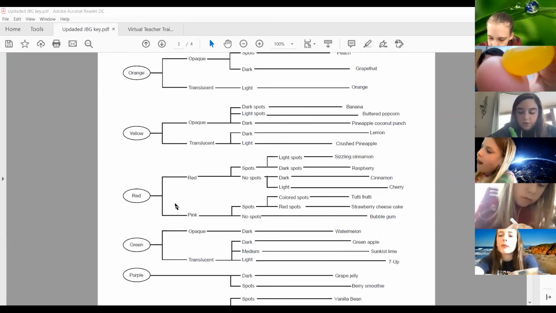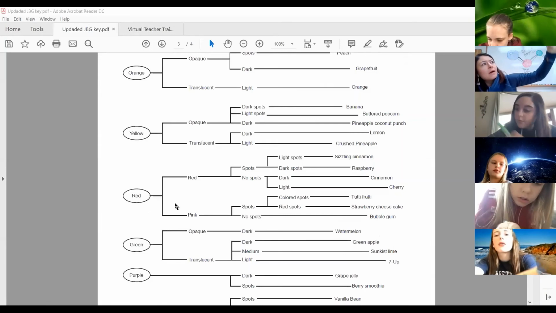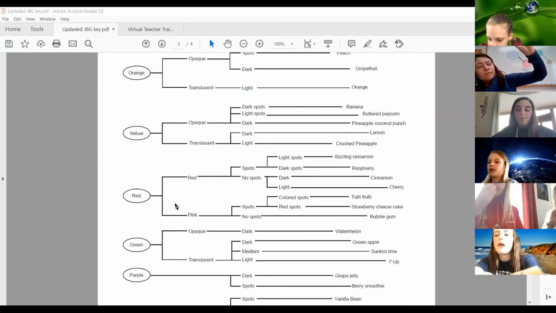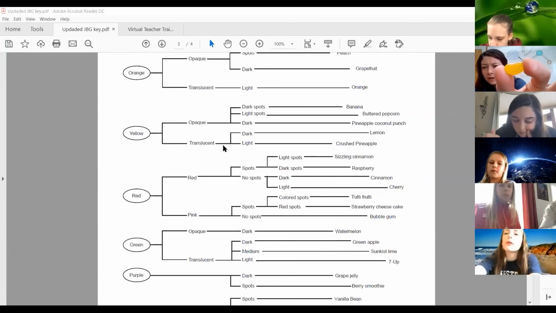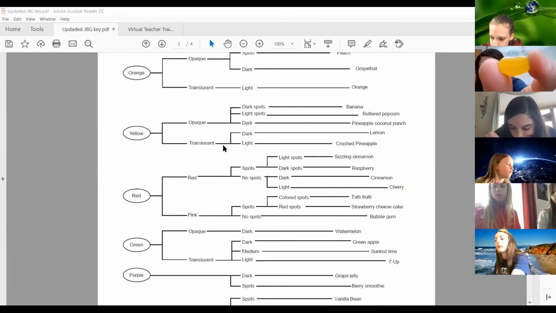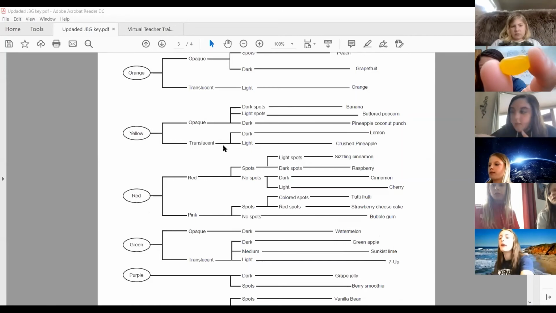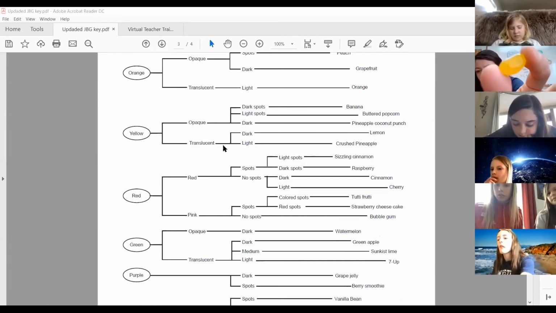Yours is translucent. Mine's opaque. Wait, Fritz, let me see yours. Mine is translucent. So translucent. Is this dark or light? Ours are pretty light. Oh, yours are dark spots. Mine are light spots.